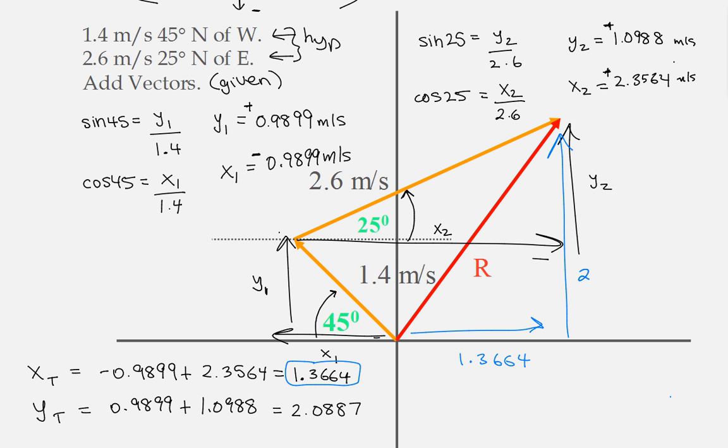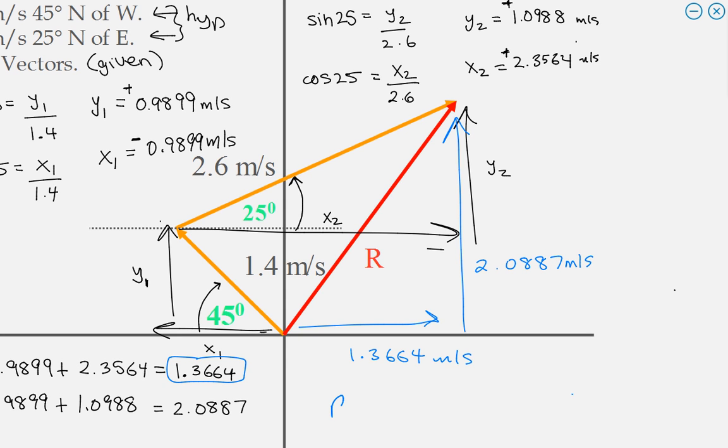That's the 2.0887. And of course, these are components of a velocity vector. And now guess what you have to do? Your old buddy, Pythagoras. R is equal to the 1.3664 squared plus the 2.0887 squared. Are you guys okay with that Pythagoras shortcut?